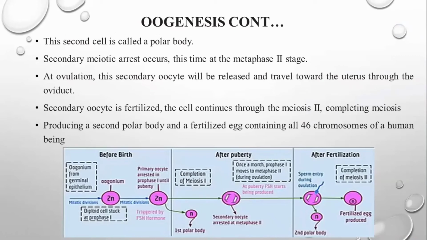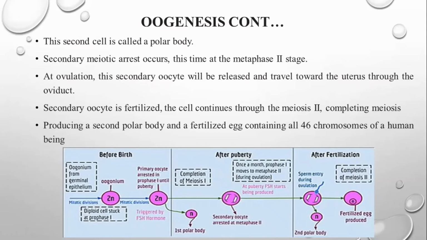The secondary meiotic arrest occurs this time at the metaphase stage. This is called the metaphase stage. At ovulation, this secondary oocyte is released and travels towards the uterus through the oviduct, that means the fallopian tube.